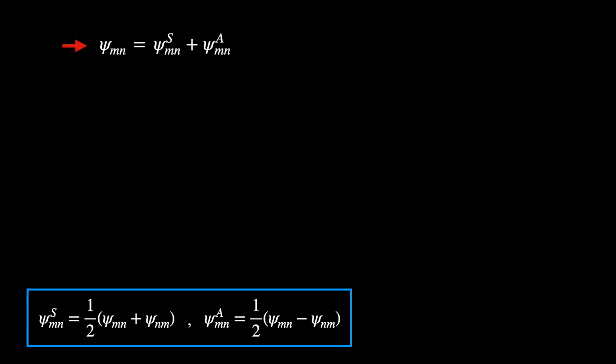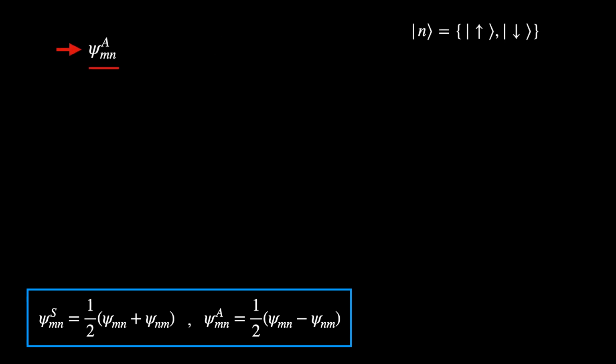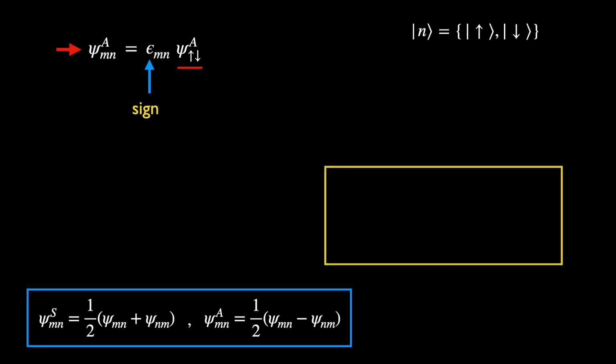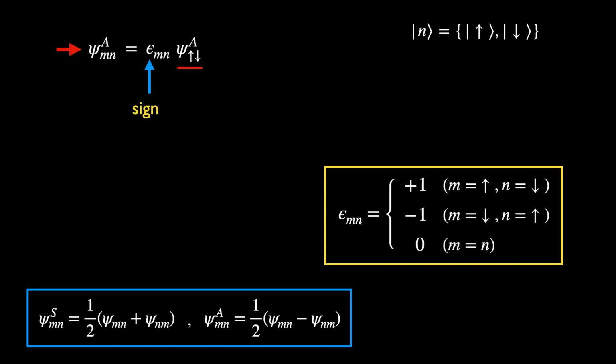Let's now look at this anti-symmetric component. This is an anti-symmetric 2x2 matrix in the spin-half basis, so it doesn't have any diagonal elements. And also, it has only one independent off-diagonal element, which we pick to be the up-down component. The sign and anti-symmetry is contained in this epsilon symbol, which is just the Levi-Civita symbol in 2 dimensions, as defined in the yellow box. All the diagonal elements are 0. The off-diagonal ones are opposite in sign.